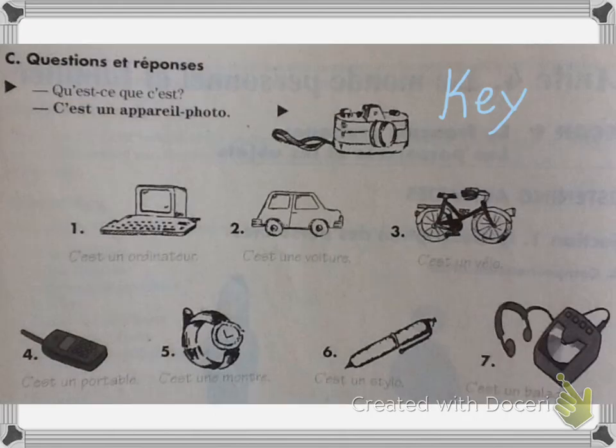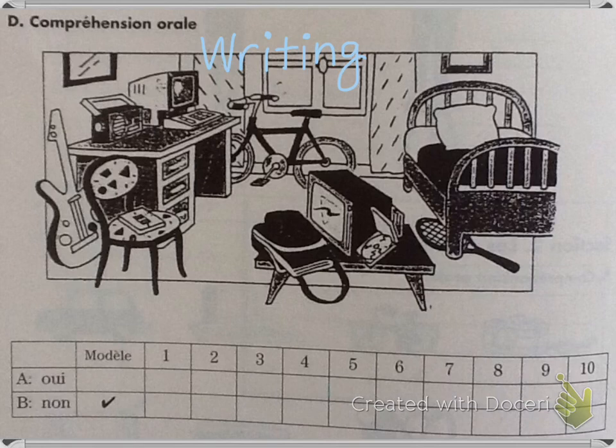Here is the key for that. D. Compréhension orale. Now look at the picture of Céline's room. You will be asked whether certain objects are in her room. If you see the object, mark row A for oui. If you do not see the object, mark row B for non. You will hear each question twice. Modèle. Est-ce qu'il y a une moto? There is no motorcycle in the room, so you would check row B.